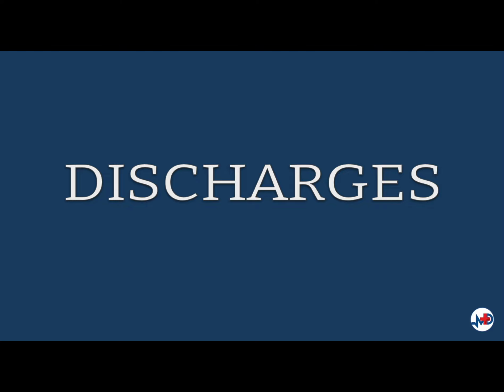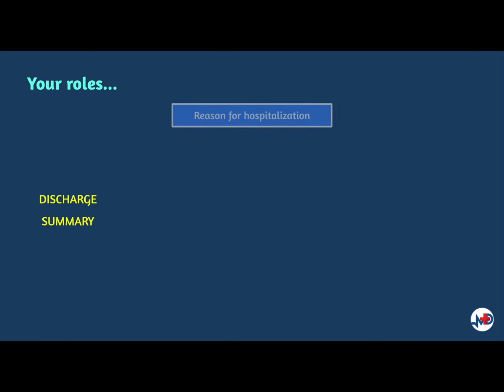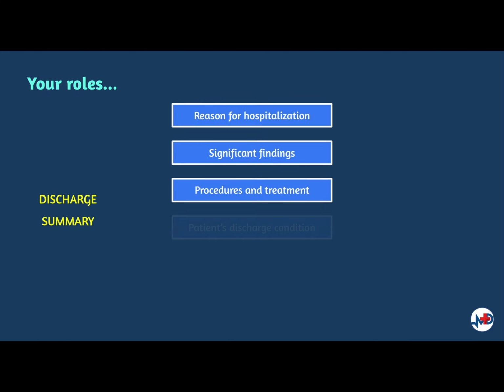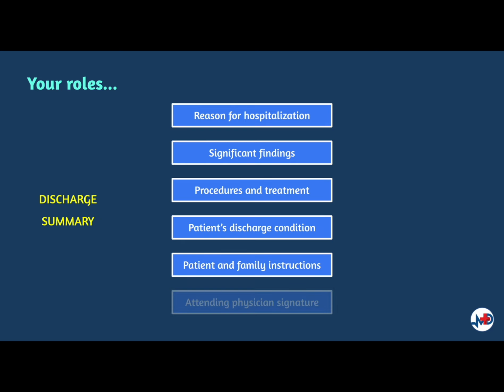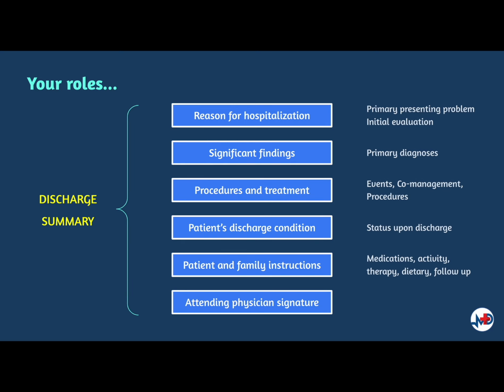Lastly, discharges. A discharge summary plays a crucial role in keeping patients safe after leaving a hospital. So, hospital discharge summaries serve as the primary documents communicating a patient's care plan to the post-hospital care team. There are 6 main components in a discharge summary. It begins with reason for hospitalization, significant findings, procedures and treatment provided, the patient's discharge condition, the patient and family instructions as appropriate, and finally, the attending physician's signature.